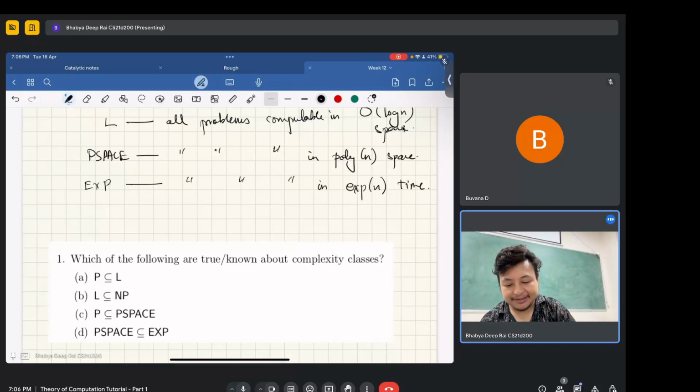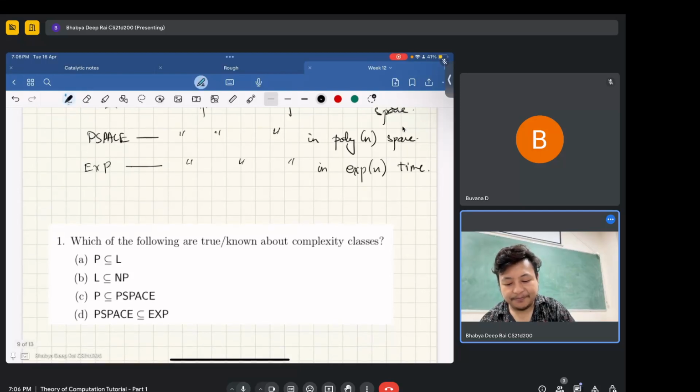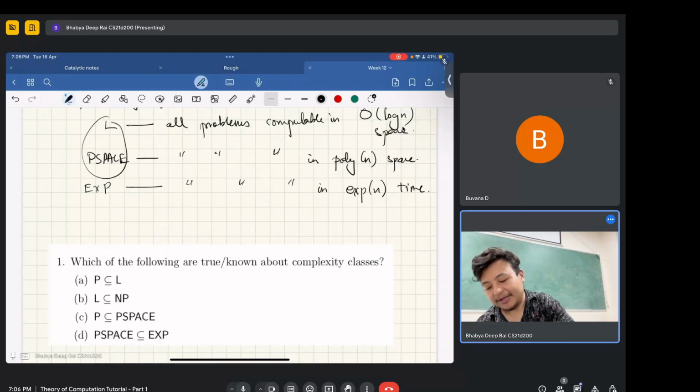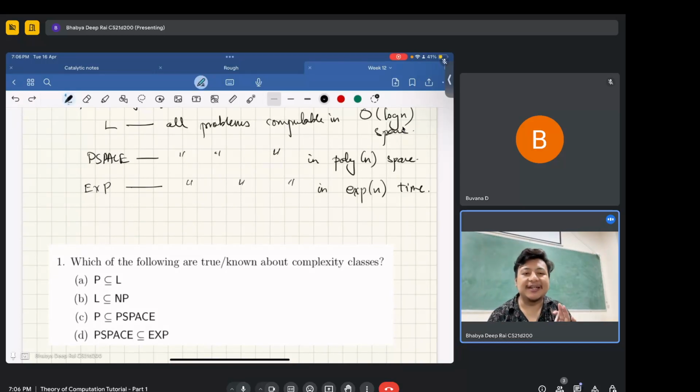But mainly these two, L and PSPACE, are space complexity classes. If the problem can be solved in logarithmic space in terms of the input, then the problem is in L. If it can be solved in a polynomial amount of space, then it's in PSPACE.